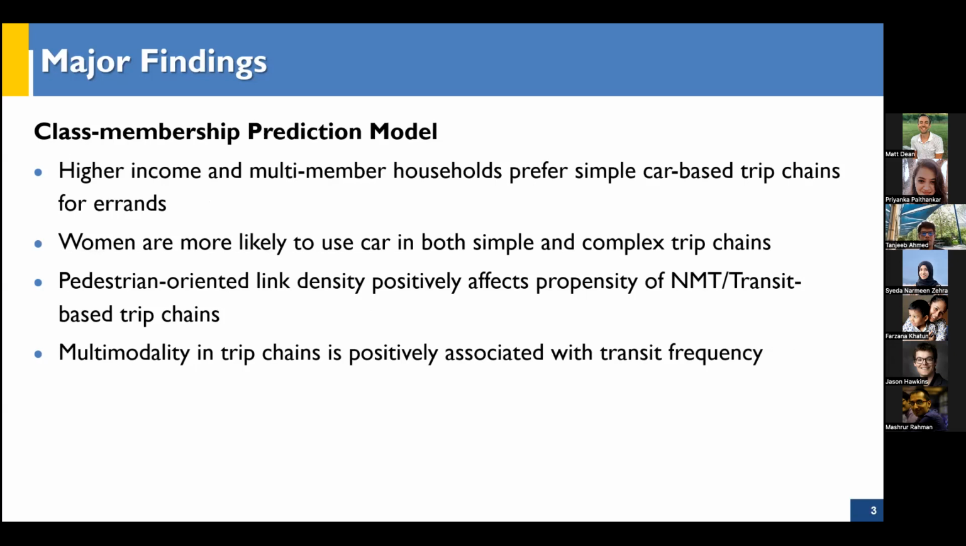And from the class membership prediction model estimated using the multinomial logit regression framework, we find that higher income and multi-member households prefer simple car-based trip chains for errands. And women are more likely to use car in both simple and complex trip chains, and pedestrian-oriented link density positively affects the propensity of NMT and transit-based trip chains. And finally, for multimodality in trip chains, we find that it is positively associated with the transit frequency at the home locations.